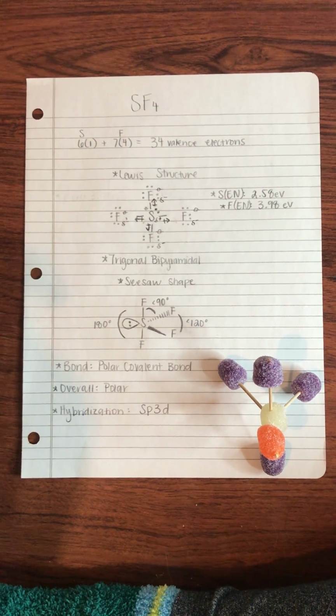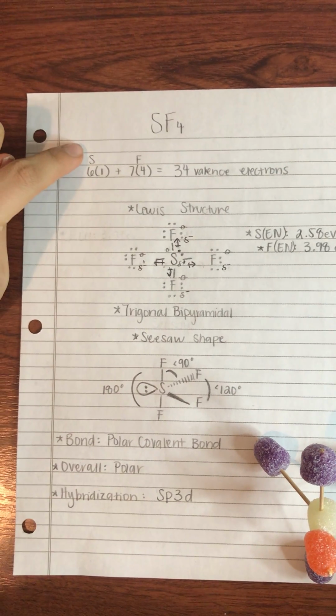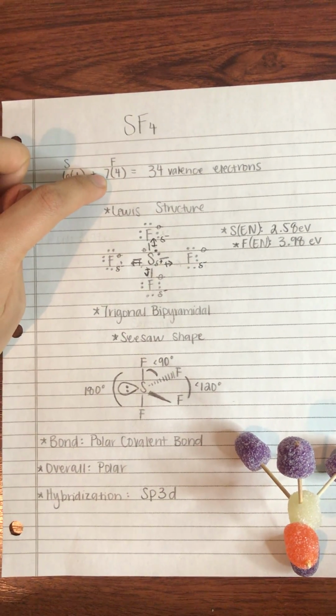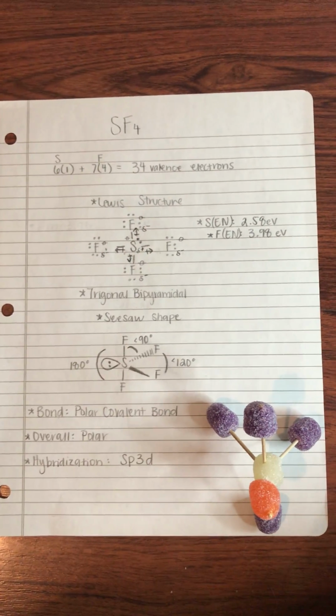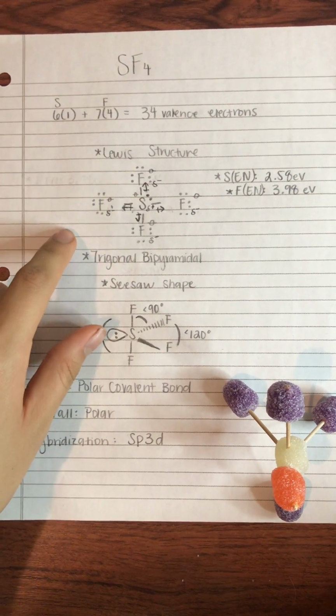Now I have SF4. For the valence electrons, sulfur has 6 and there's 1 of them. Fluorine has 7 valence electrons and there's 4 of them, for a total of 34 valence electrons. Here's the Lewis structure I drew for SF4.